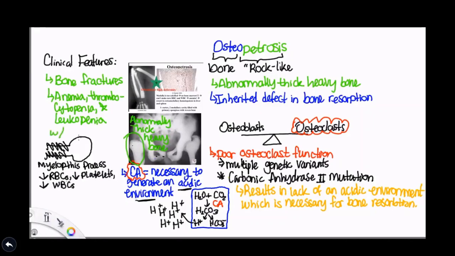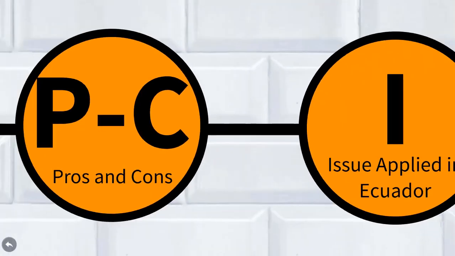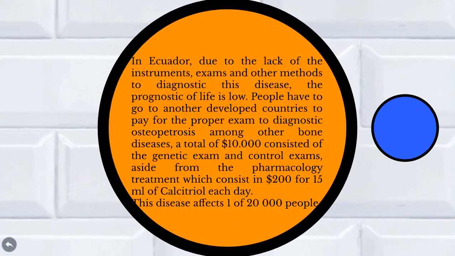These individuals end up with extramedullary hematopoiesis, so blood cells are going to be made outside of the bone marrow. In Ecuador, due to the lack of instruments, exams, and other methods to diagnose this disease, the prognosis of life is low. People have to go to other developed countries to pay for the proper exam to diagnose osteopetrosis, among other bone diseases.